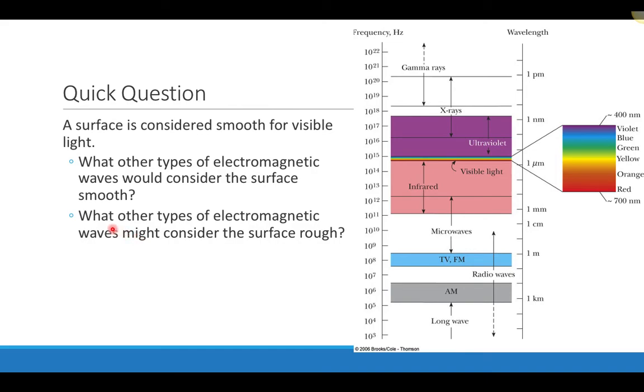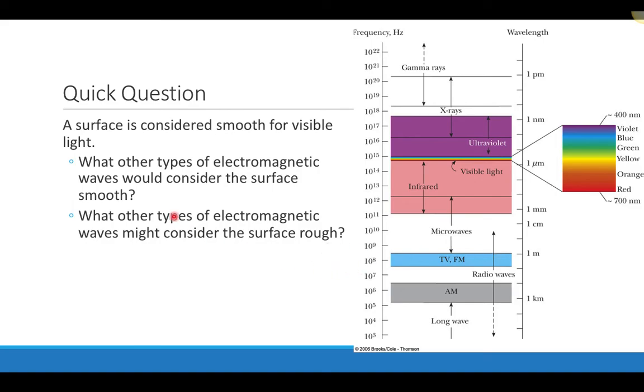We could consider what other types of electromagnetic waves might consider the surface rough. We have to say might because it depends on what that surface is, but essentially anything that has a smaller wavelength might see that surface as being rough. Meaning if I go up here with smaller wavelengths, ultraviolet, X-rays, and gamma rays would all, or could, see this surface as being rough.